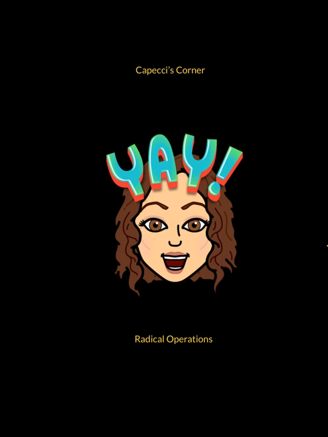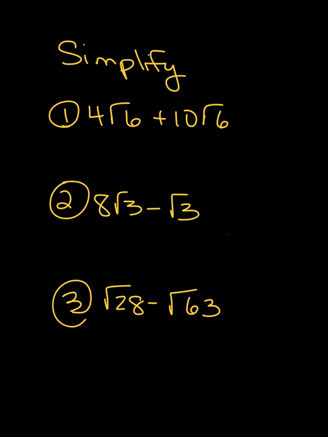Today in Capechi's Corner, we're going to work on radical operations. In our first set of problems, we're going to work with addition and subtraction, and radicals work a lot like variables. You can only combine them if the radicals are exactly the same. So for instance, in number 1, I have 4 root 6 plus 10 root 6.